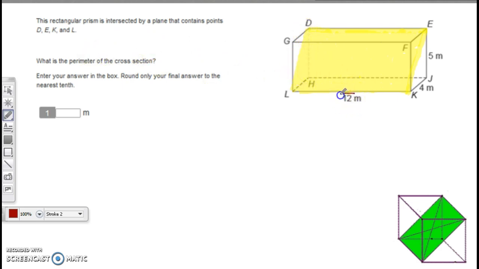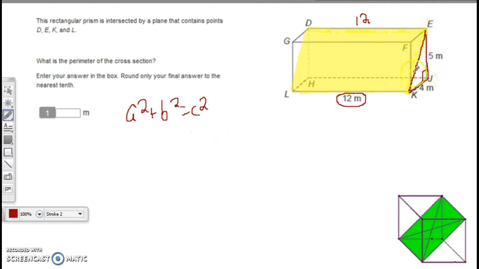So we know this side length is 12, which means this side length is also 12. What we don't know is this diagonal length right here. But we do have a right triangle over here. And since we have a right triangle, we can figure out that diagonal length. Anytime you have a right triangle, if you know 2 sides, you can figure out the missing side using the Pythagorean theorem. So we're going to use the Pythagorean theorem.